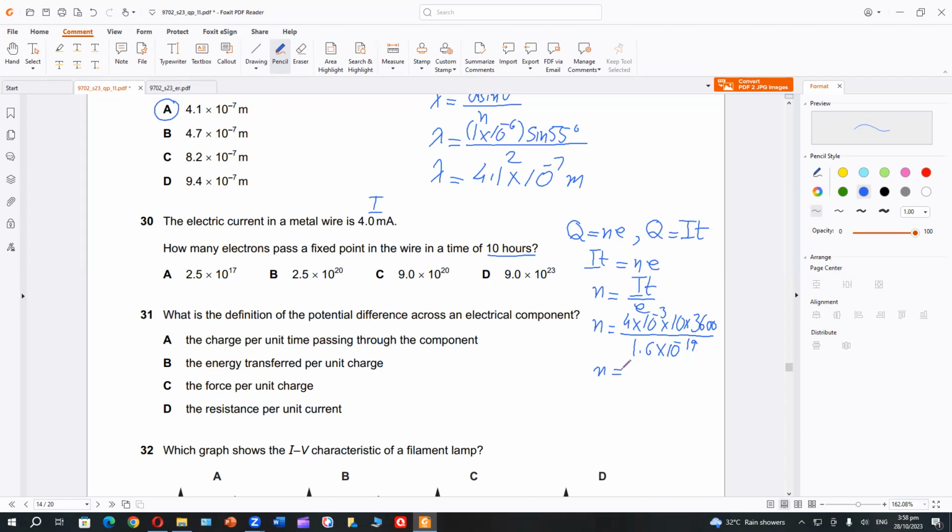Thirty. Now try to solve this. And 9 times 10 to the power 20.